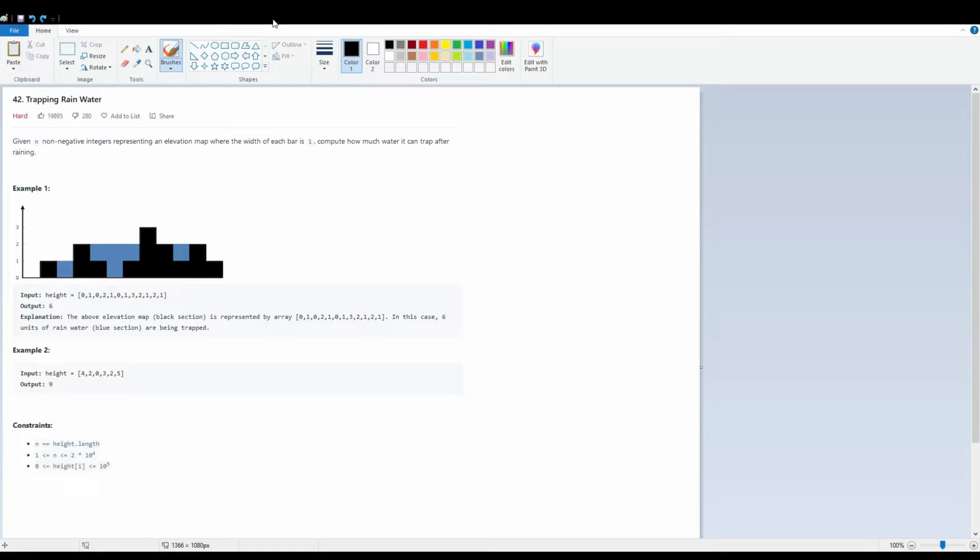Today we're going to look at LeetCode question number 42, Trapping Rain Water. Given n non-negative integers representing an elevation map, where the width of each bar is 1, compute how much water it can trap after raining. So if we have this example here, we can store a total amount of 6 units of rainwater, as you can see on this graph.